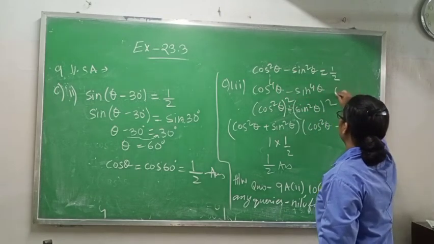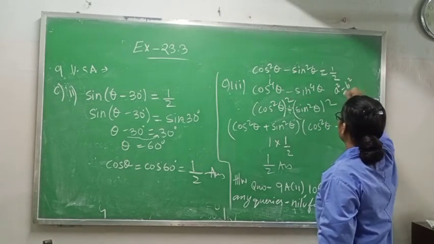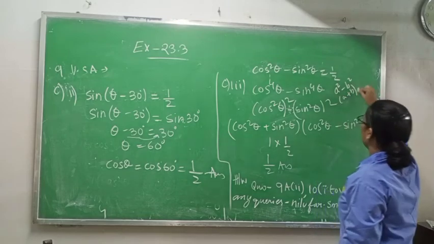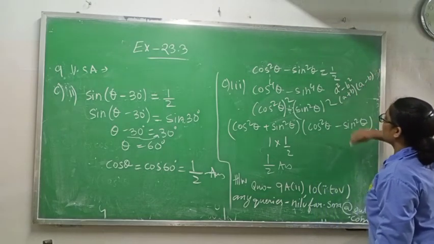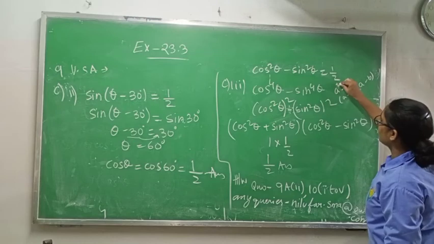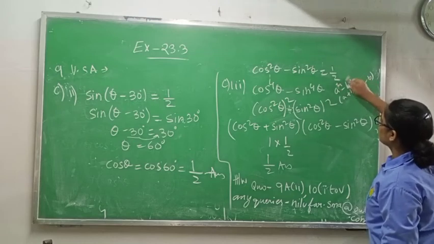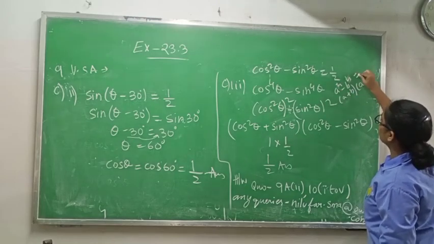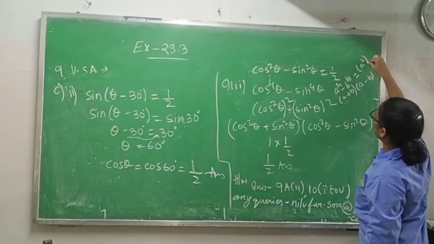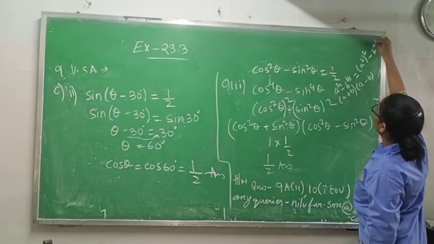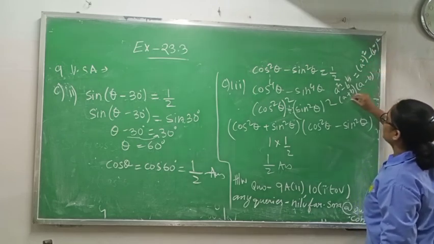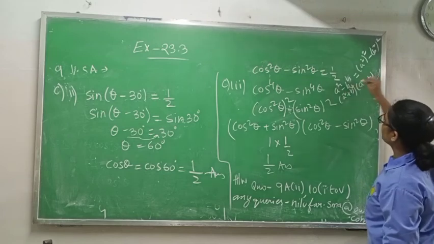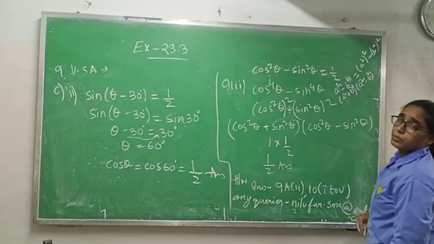You know the formula of a square minus b square, a plus b and a minus b. Suppose that you have power 4 here, then what will you do? First you will write a square whole square minus b square whole square. Then you will write a square plus b square, a square minus b square.